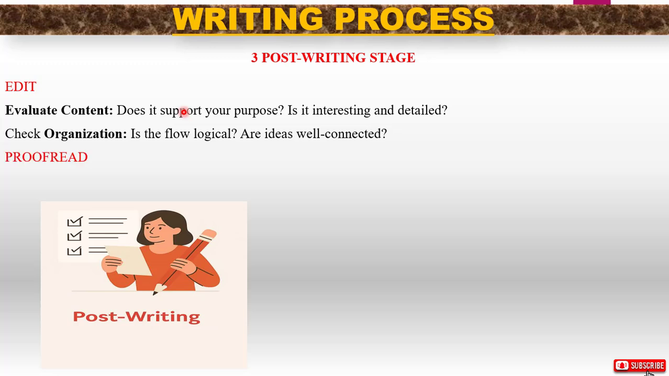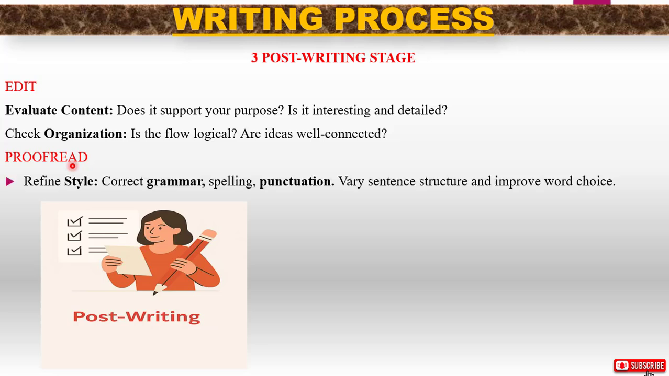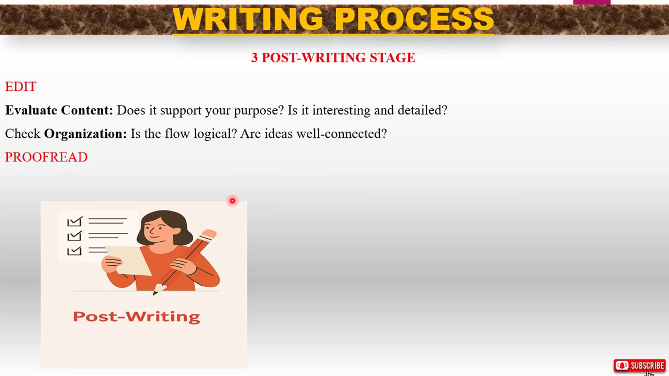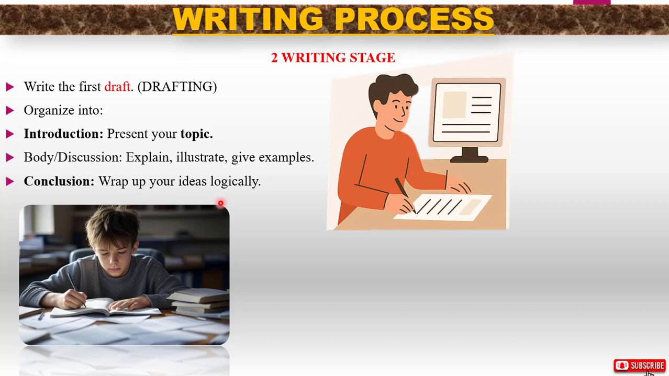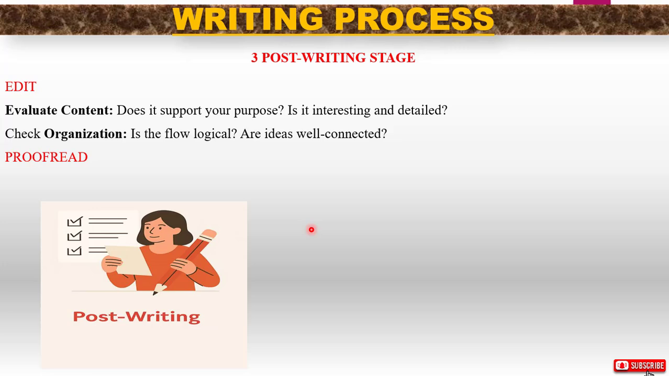Now let us move on to what you have to do again after editing, checking the content and organization. What you have to do is to proofread. How do you proofread? You need to refine the style. So here, you correct all the grammar errors, you correct spellings, and you correct punctuation errors. After you are done with this, make sure that the sentence structure is also accurate. These are the things that you have to do at the post-writing stage. Immediately after post-writing, you would have to go back to the writing stage and then create the final piece of the draft. Therefore, the writing process is recursive.